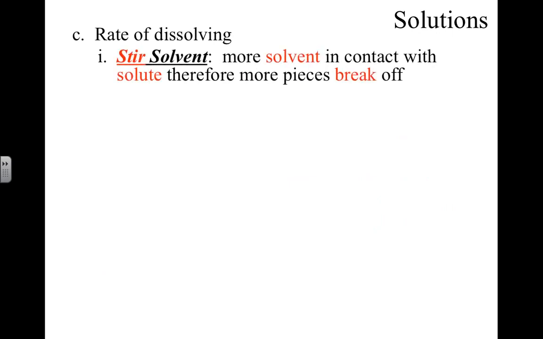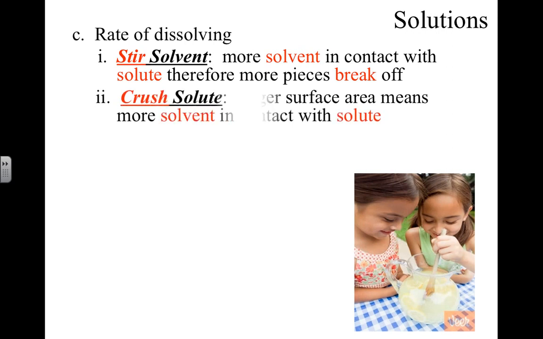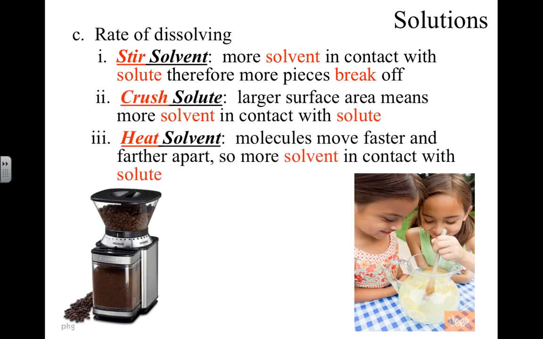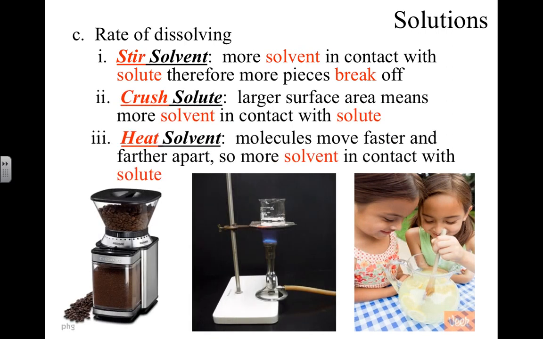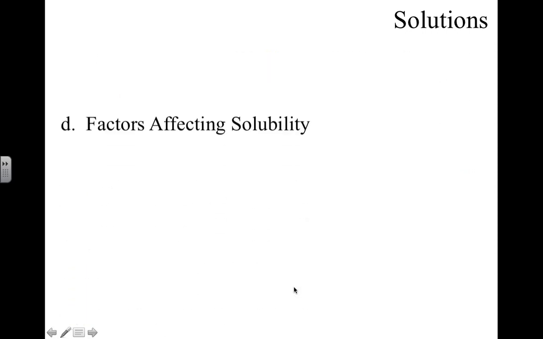All right, the rate of dissolving. You stir it, you're going to make them dissolve faster. You crush it, you're going to make them dissolve faster. And you heat it, you'll make them dissolve faster because the molecules will move faster. You're increasing the surface area when you crush it, and you're making the solvent and everything in there move faster. So you're allowing things to find their hiding spots a lot quicker.